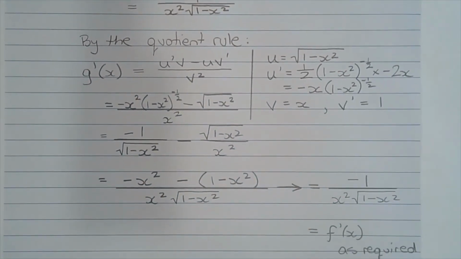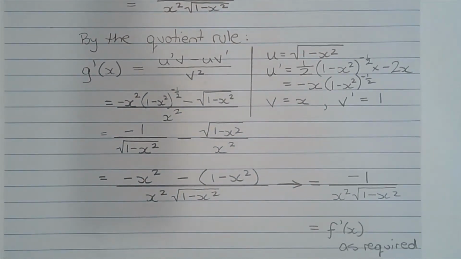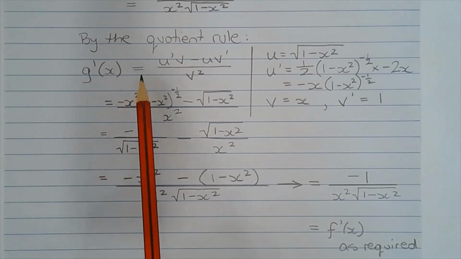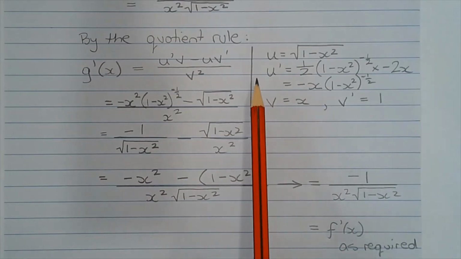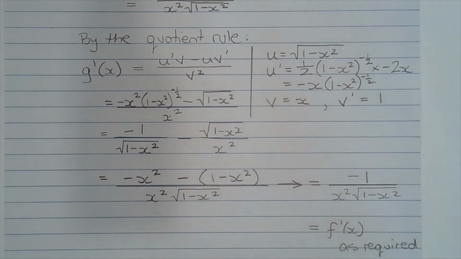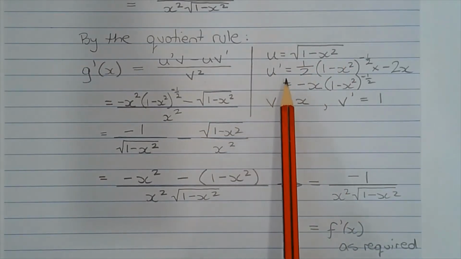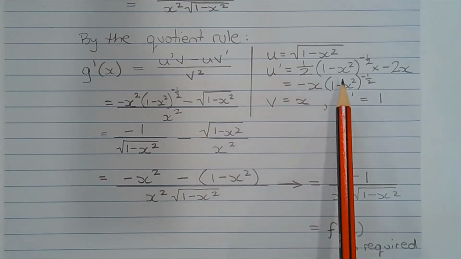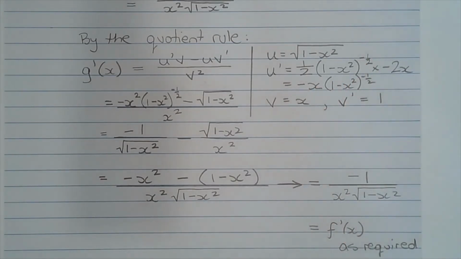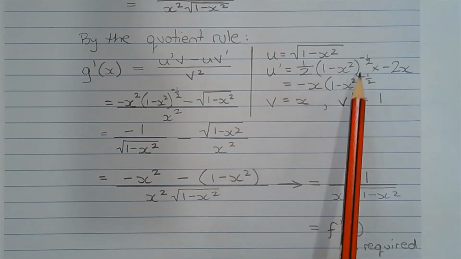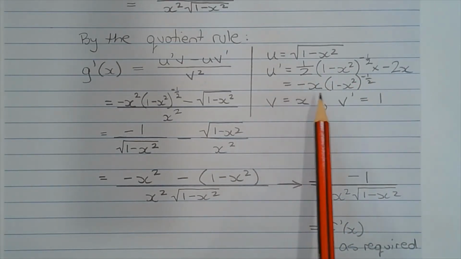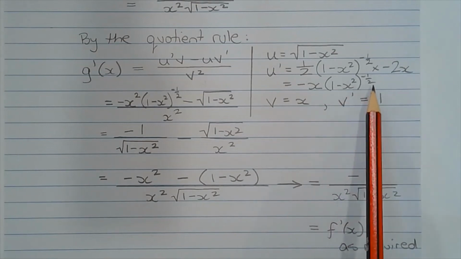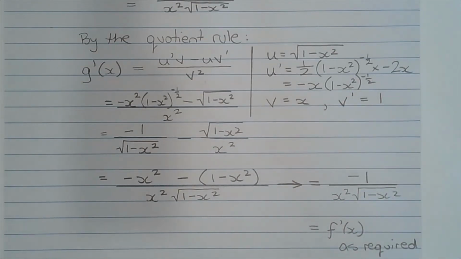Now g of x may be differentiated by the quotient rule. So we have g dash of x is equal to u dash v minus uv dash over v squared, so that's the quotient rule, where u is equal to the square root of 1 minus x squared, u dash is equal to half outside of 1 minus x squared to the power of negative half, multiplied by the derivative of what's inside the brackets, which is negative 2x. And this equals negative x outside of 1 minus x squared to the power of negative half. So rather than writing it in surd form, I've left it in index form for now.